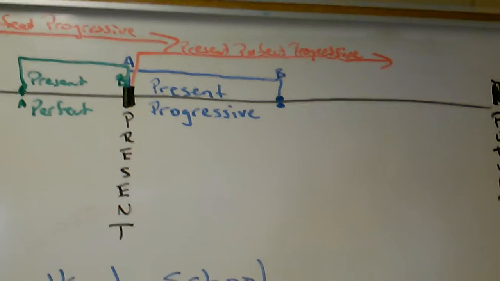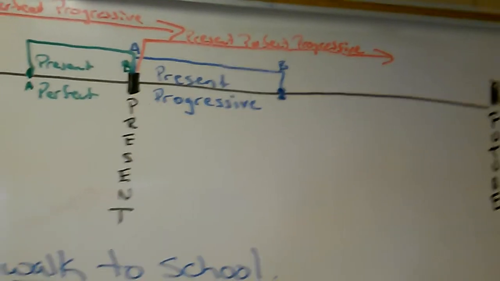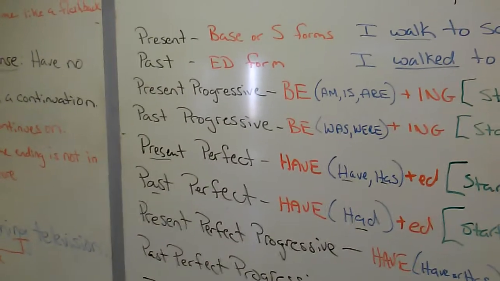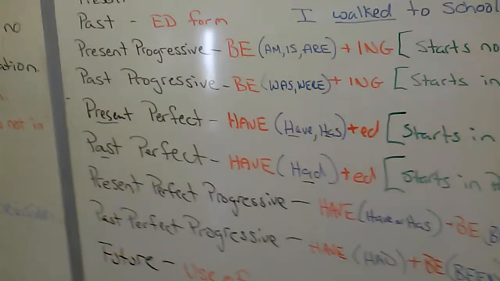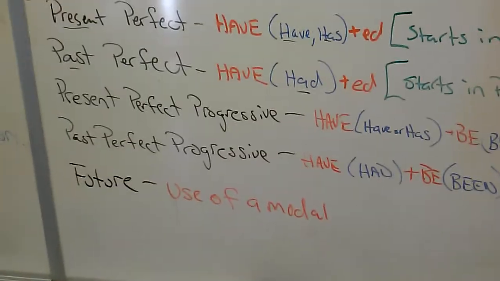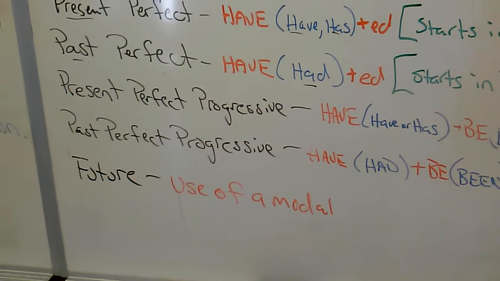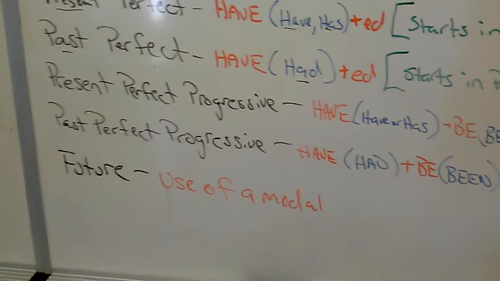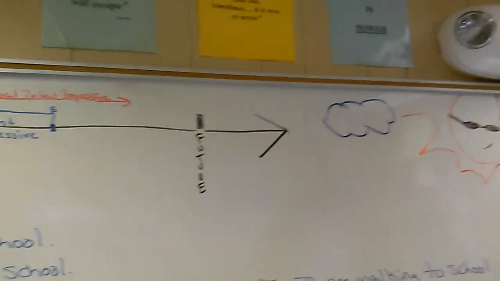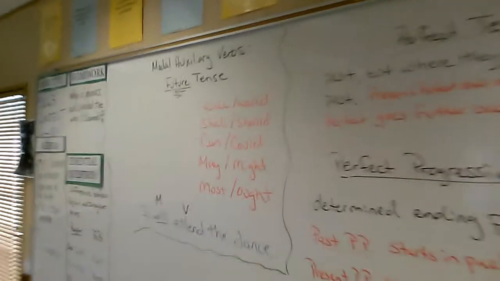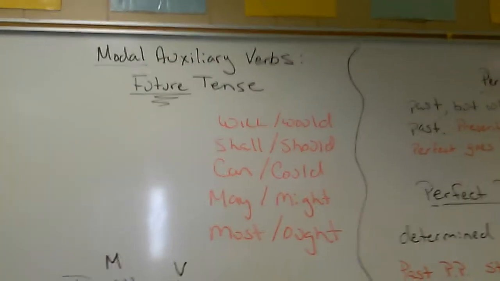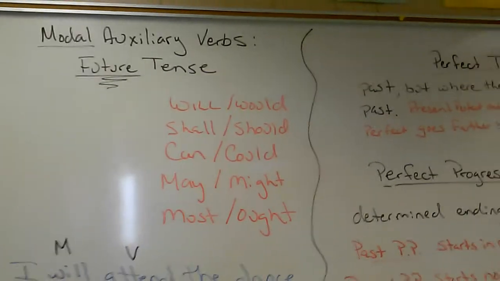And those are the 8 tenses. Look at the bottom, guys. Last one, the future. It uses what is called a modal auxiliary verb. The modal auxiliary verb tells us about the future. Now, moving back over here, this is the last part of our lecture, guys. Modal auxiliaries are used for the future tense.